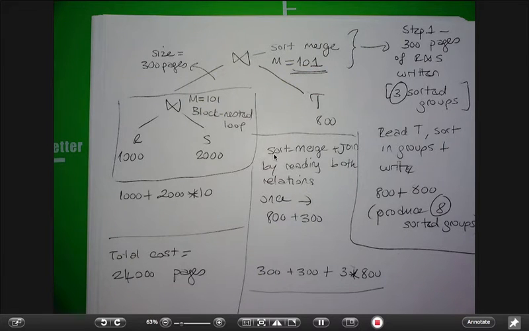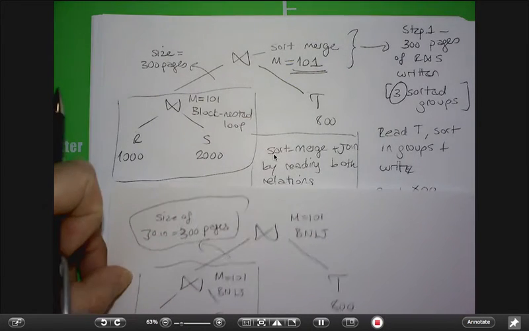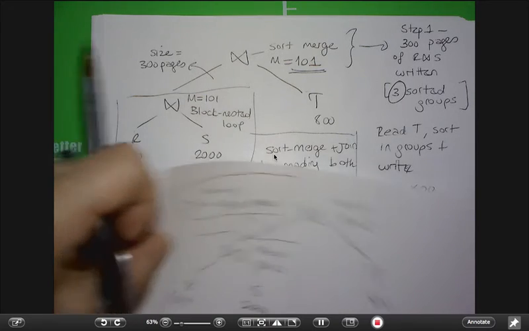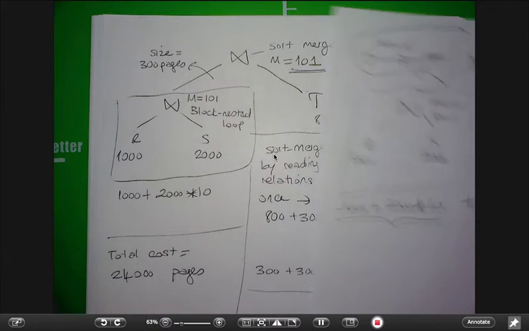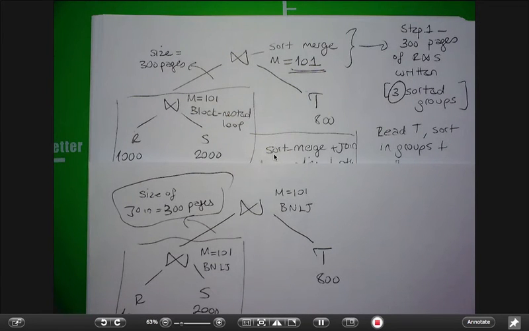Now here's a question for you, okay? They basically have very similar cost, except this is 600 pages more. But there's a very big difference between these two plans, right? One is a sort merge, and the other one is a block nested loop join. Because in this case, I can quickly start to produce tuples as soon as this operation starts to produce tuples.